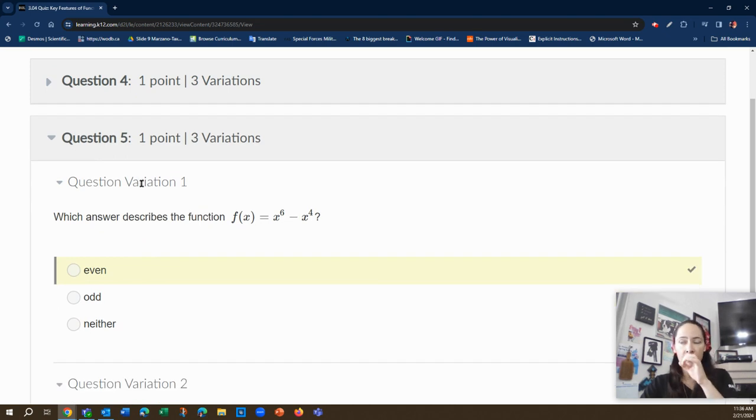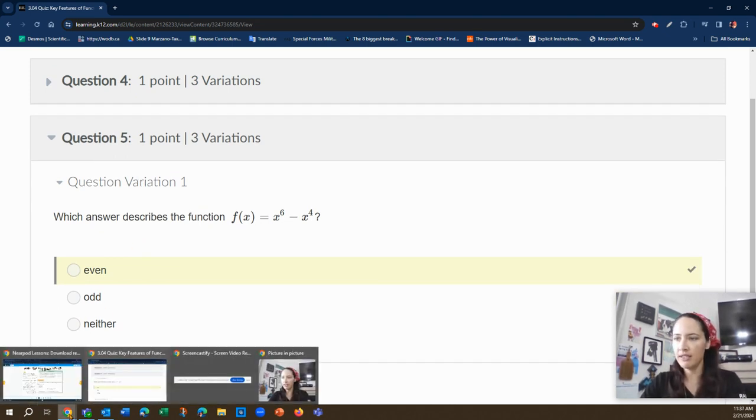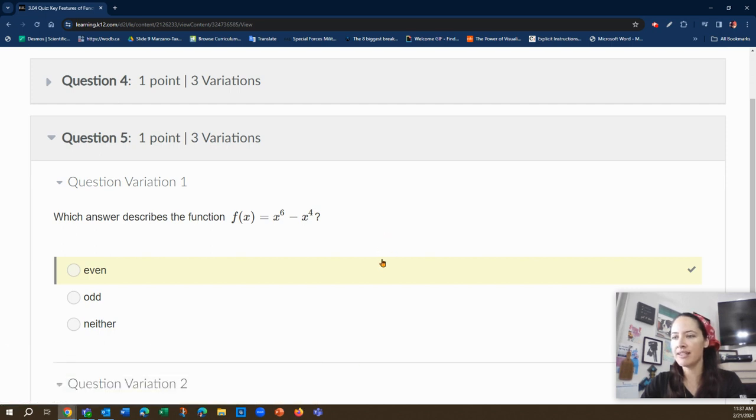Question 5 has to do with, oh no, I exited out of it. All right, that's okay. We're gonna go take a look. Question 5 has a definition of even, odd, or neither. In those definitions, it has some very specific things that we're going to look at.